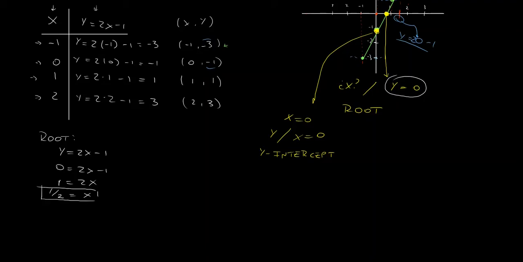because when x equals 1/2, y equals 2 times 1/2 minus 1. 2 times 1/2 is 1. Minus 1 is 0. So this number here is x equals 1/2. Now let's find the y-intercept.